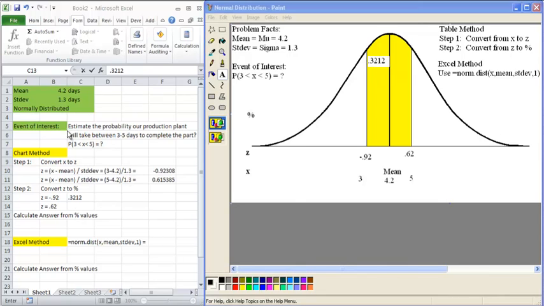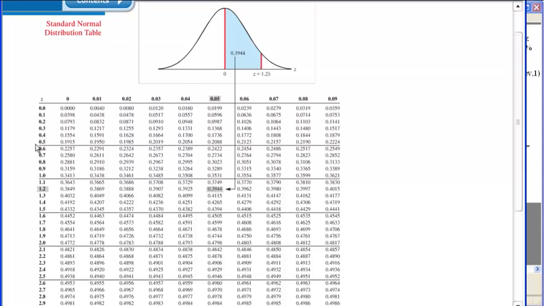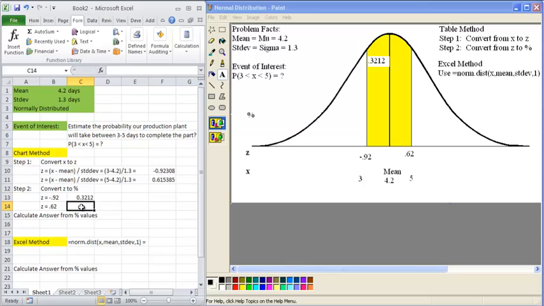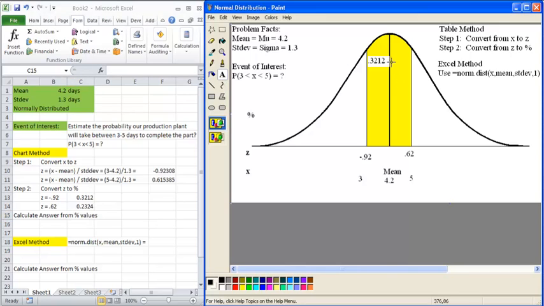Let's go ahead and look at 0.62 then. So 0.62 is 0.2324. Remember, it's from 0 to the value. So from 0 to the value, we are looking that up then. So this one's going to be 0.2324. In order to get the value, we're going to want to add the two of those together then.